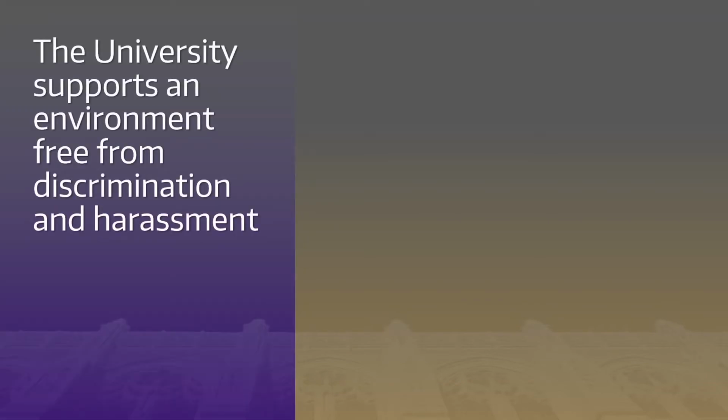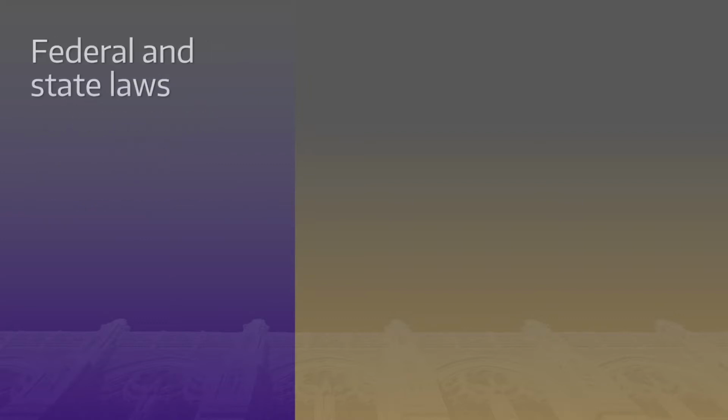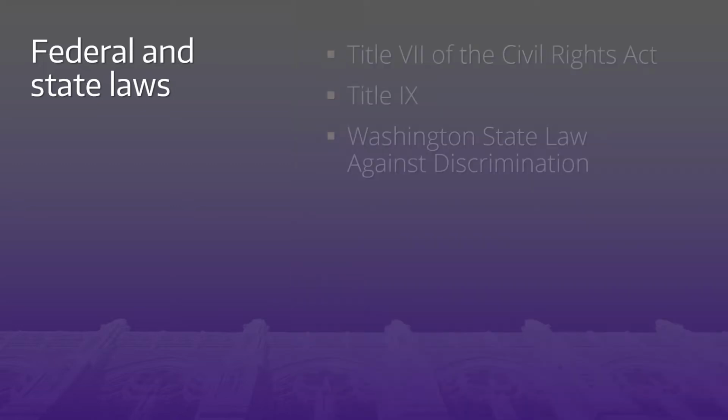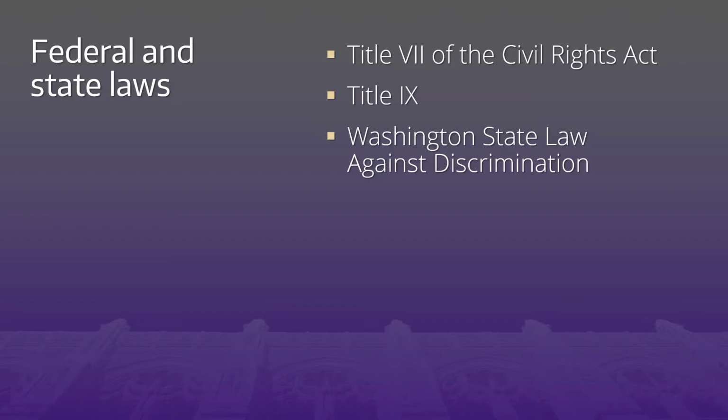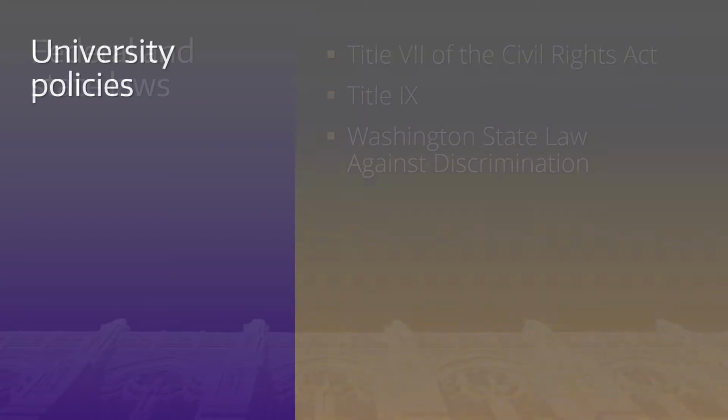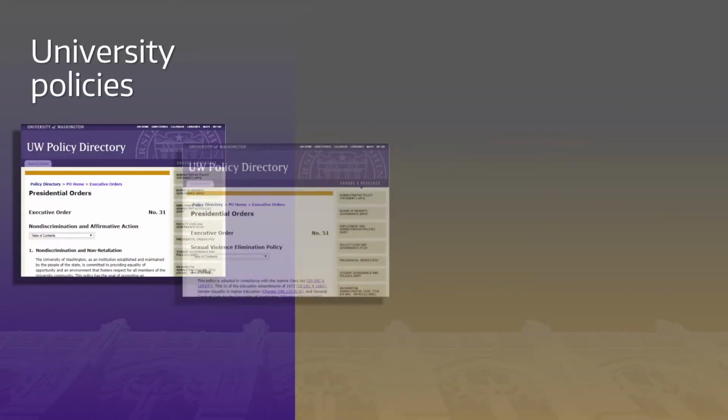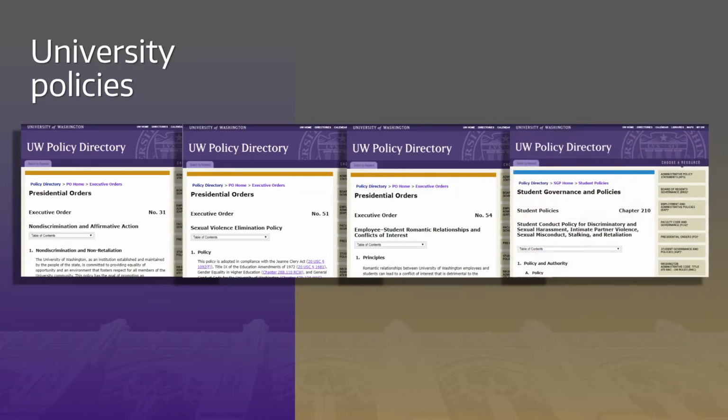The university supports a working and learning environment free from discrimination and harassment. There are federal and state laws that prohibit sex discrimination and sexual harassment. These include Title VII of the Civil Rights Act, Title IX, and the Washington State Law Against Discrimination. The university has incorporated the mandates of these and other federal and state laws into policies that prohibit sex discrimination and sexual harassment. Those policies apply to university programs and activities on the Seattle, Tacoma, and Bothell campuses, as well as any other place such programs or activities occur.